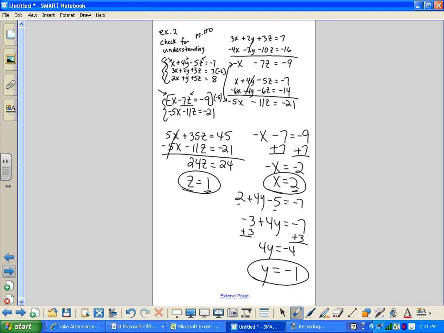So I have my solution here. I'll put it in alphabetical order in what's called an ordered triple. So it would be 2, negative 1, 1 is my solution.